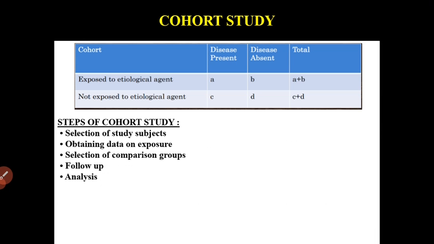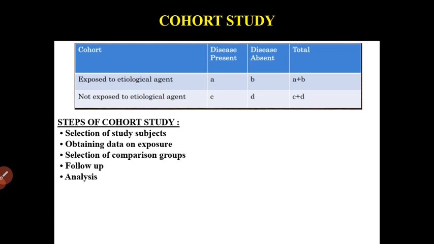See, here you can see the cohort exposed to etiological agent. Now disease present, disease absent and total. Not exposed to etiological agent, disease present, disease absent and total. So A, B, C, D.